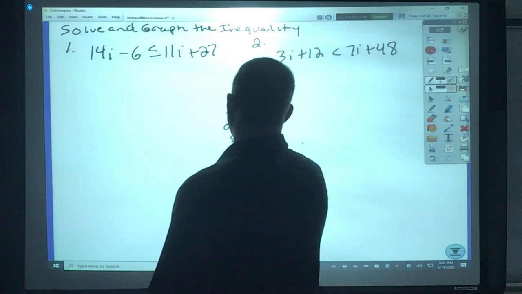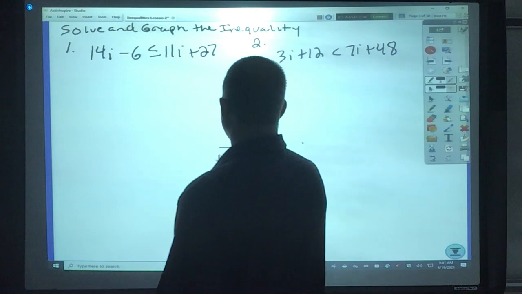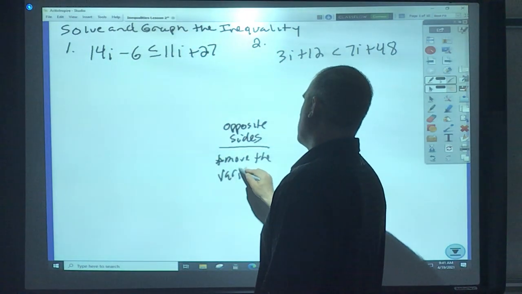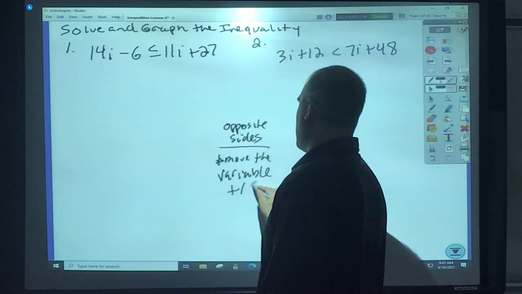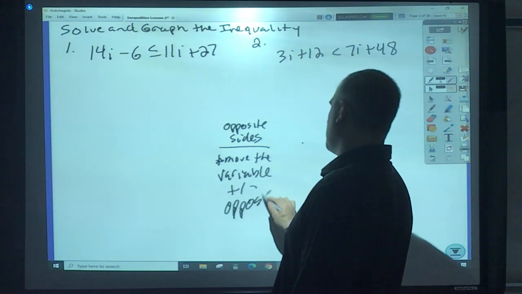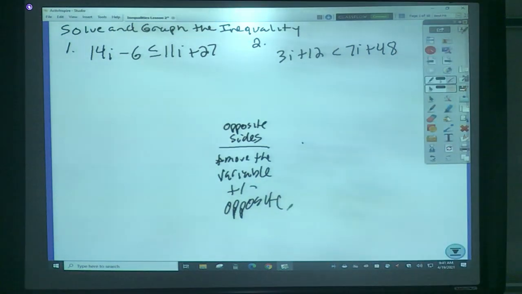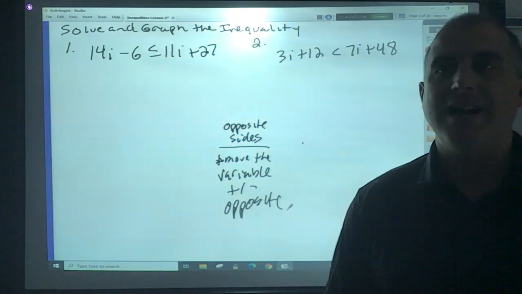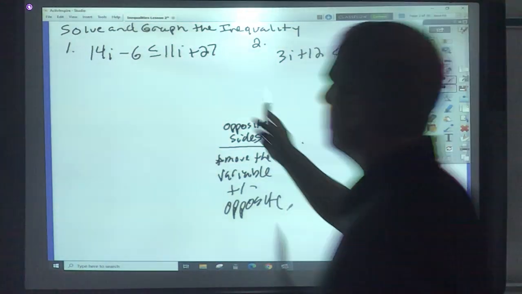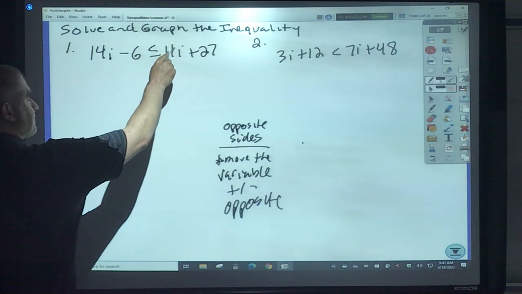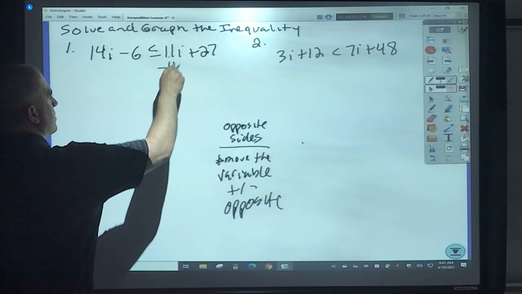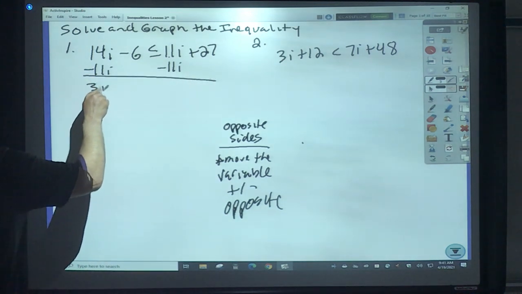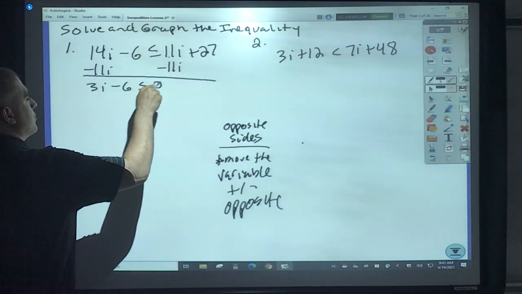All right, on opposite sides, you got to move the variable using addition or subtraction. And it's got to be opposite of whatever the sign is. I would always move the smaller one because it will be a lot easier from the calculation standpoint. So I would want to move 11i, opposite of 11. So I'm going to subtract, okay? So that would be 3i minus 6 less than or equal to 27.